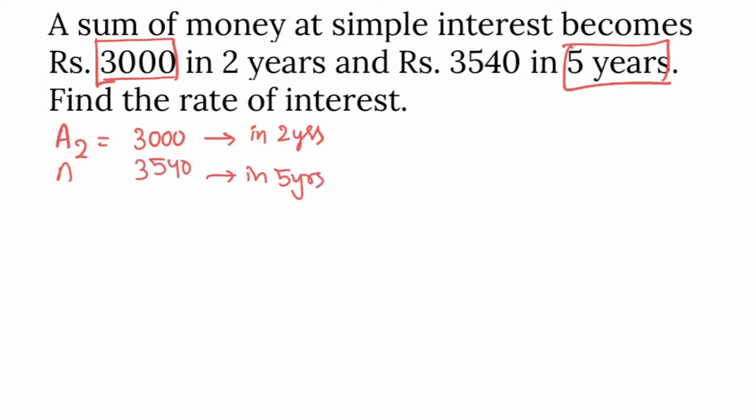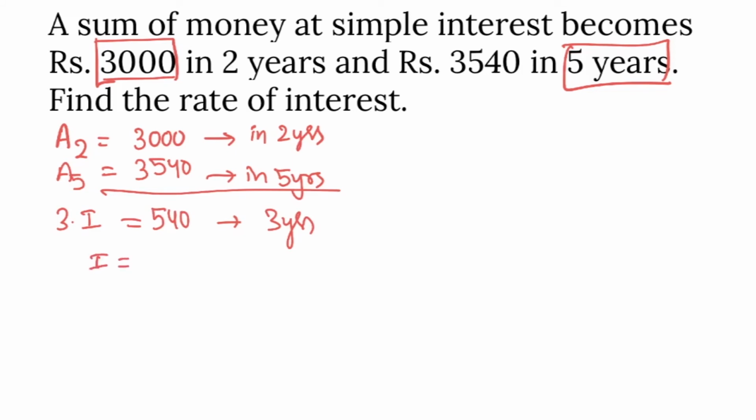The amount for 5 years is 3,540 rupees. In the duration in between these 3 years, an extra amount is obtained. That extra amount is 3 years' interest. The difference between the 2 years amount and the 5 years amount is nothing but 3 years' interest, which is equal to 540. So each year's interest paid is 540 divided by 3, which is 180 rupees. So interest for 1 year is 180 rupees.